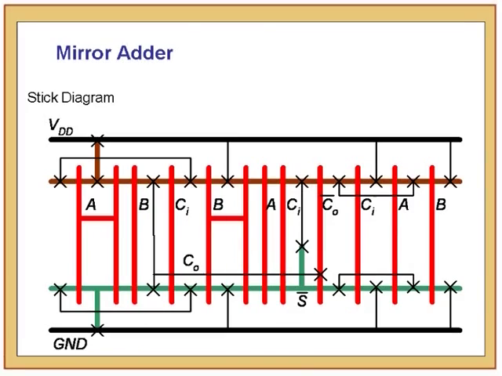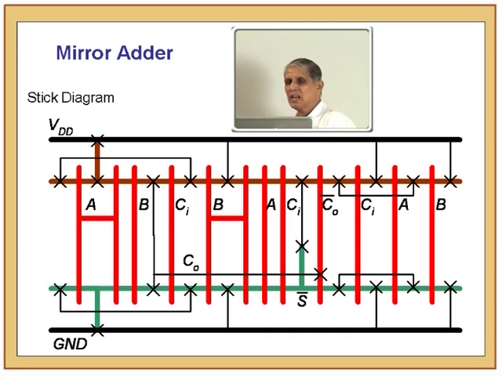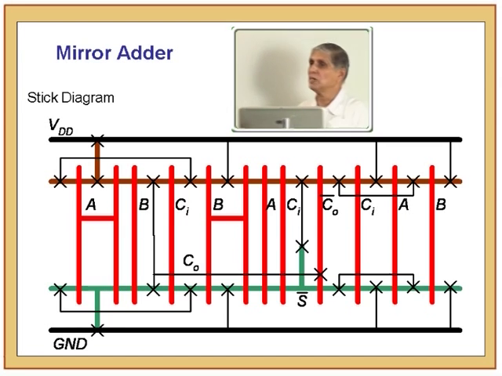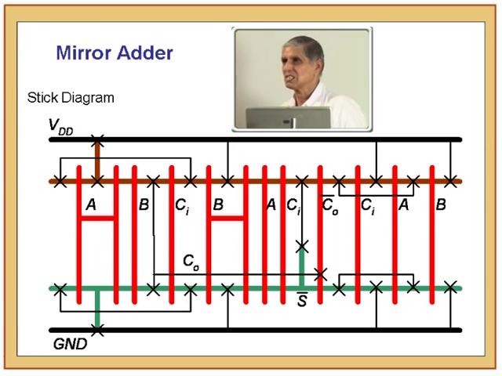So here is the implementation. You can see it is very symmetric across. Nowhere are there bends, nowhere are there additional links coming. Of course, this C0 which is going here is normally on second metal to reduce the wire capacitance. If you have single metal, then this should be on the other metal side. Normally, in multi-metal technology, which is 6 metal, 7 metal these days, this is very easy to implement.